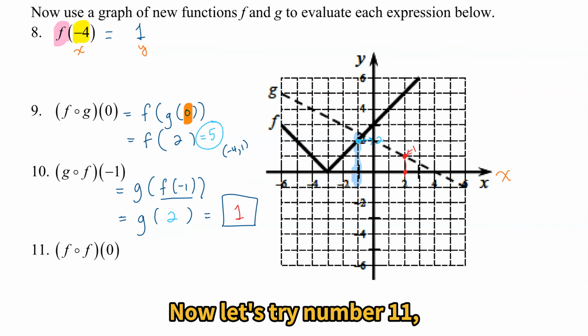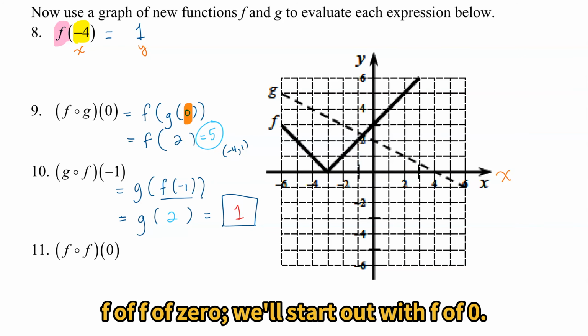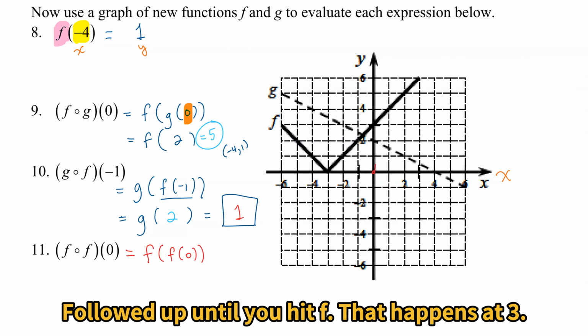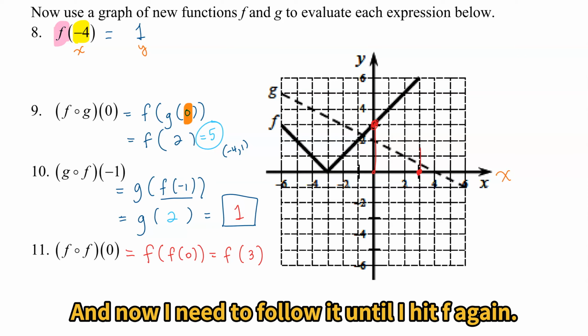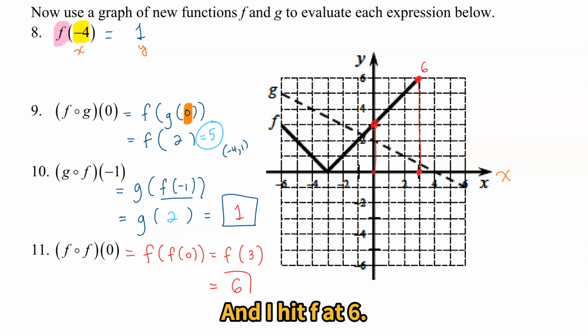Now let's try number 11, f of f of 0. We'll start out with f of 0, follow it up until you hit f. That happens at 3. 3 becomes my new x value, and now I need to follow it until I hit f again, and I hit f at 6.